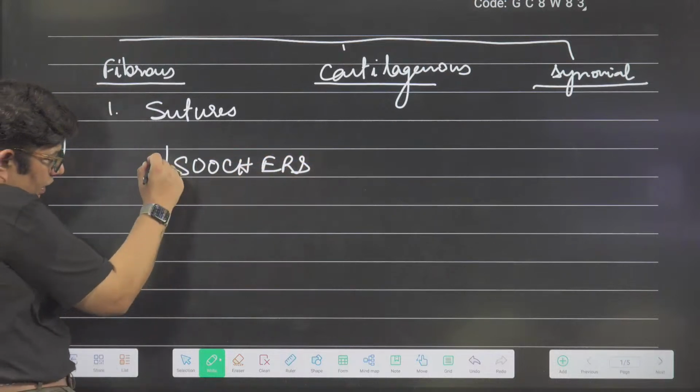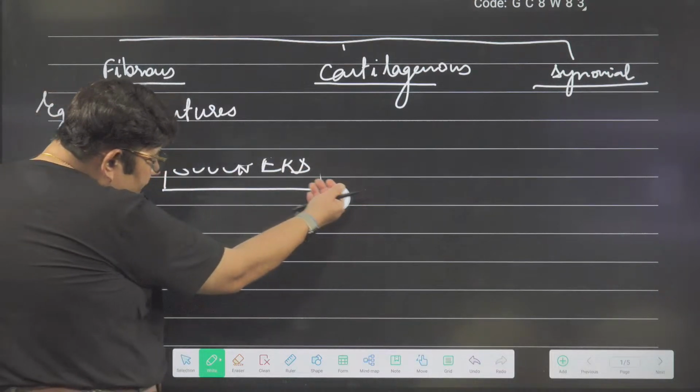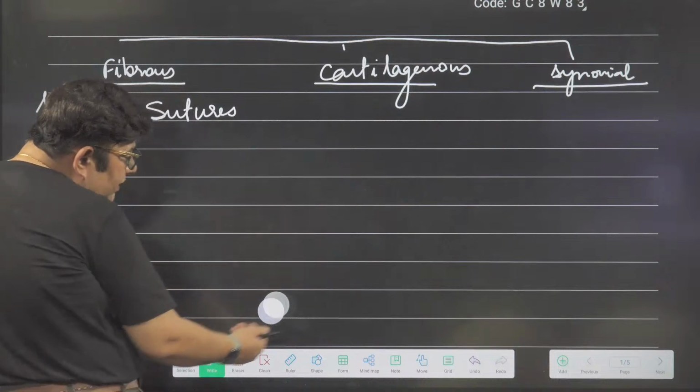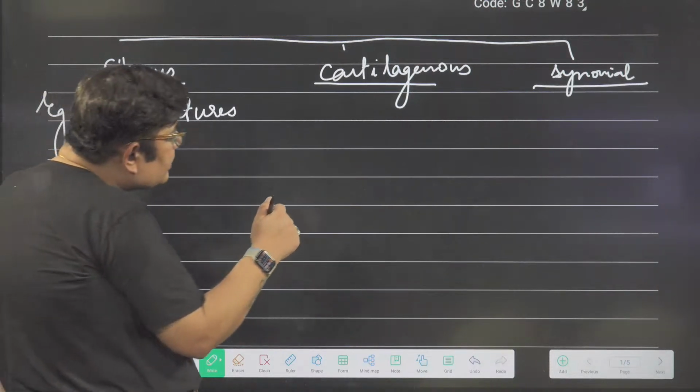This is how we pronounce it. Sutures. S-U-T-U-R-E-S. Sutures. What are sutures? The joint between the skull bones. Another example, just remember one example.